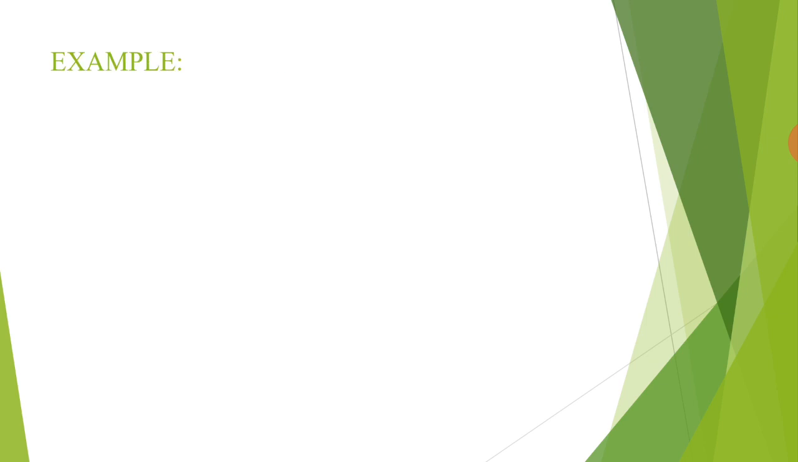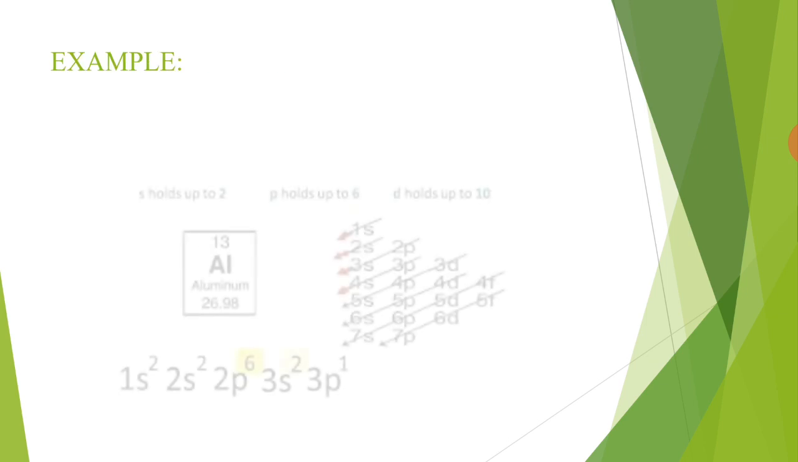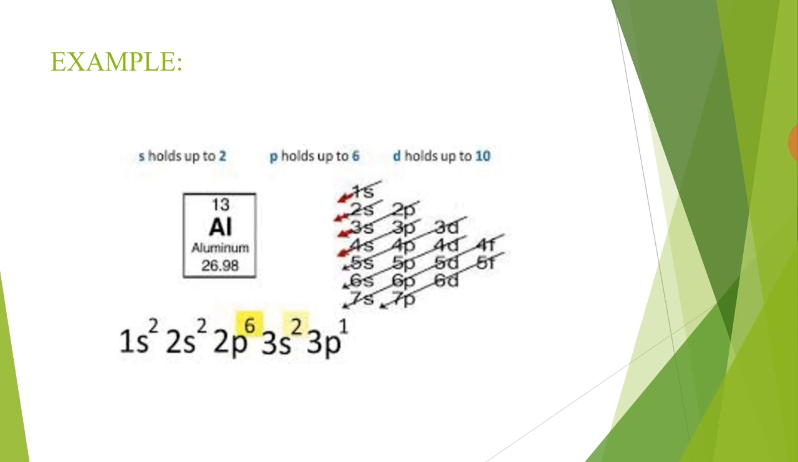Let us consider an example. Here is an atom, aluminum. Its atomic number is 13 and mass number is 26.98. Atomic number of aluminum is 13. It means it has 13 electrons in the atom. According to Aufbau principle, the lowest energy level subshell is filled first.